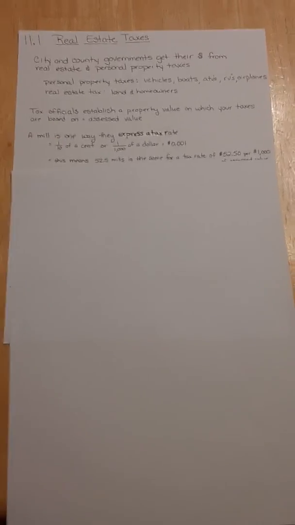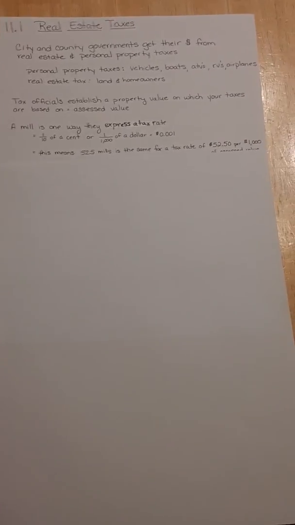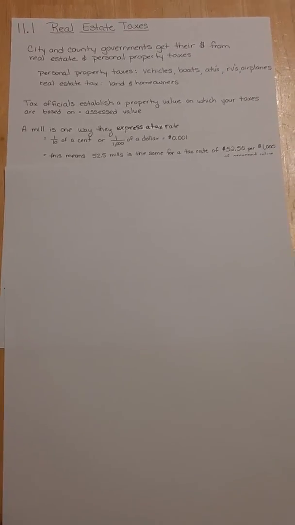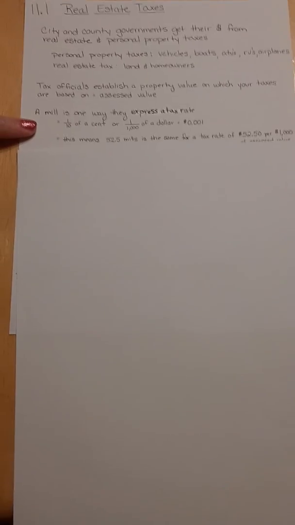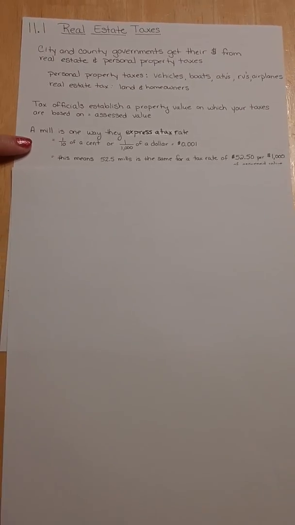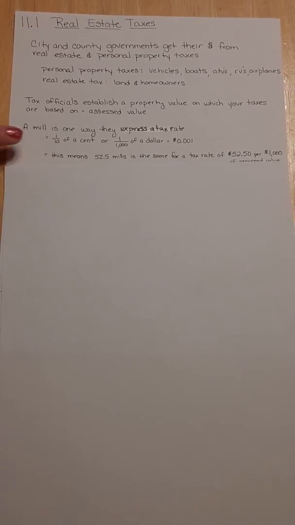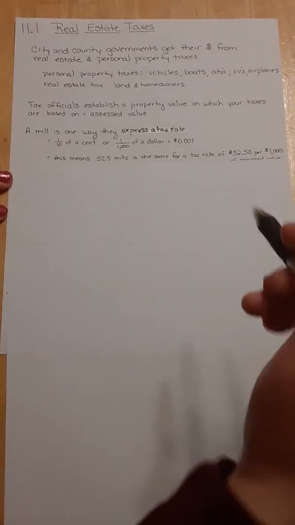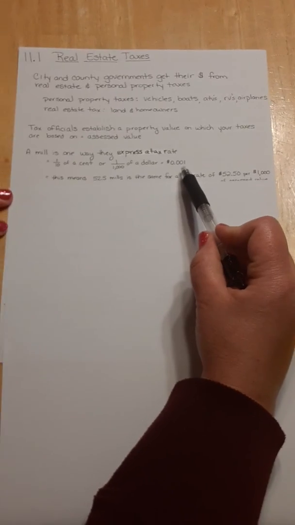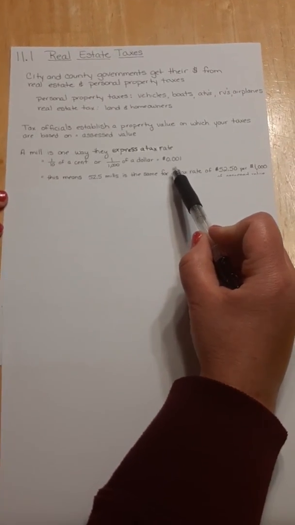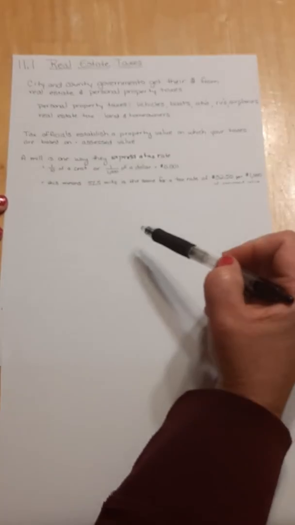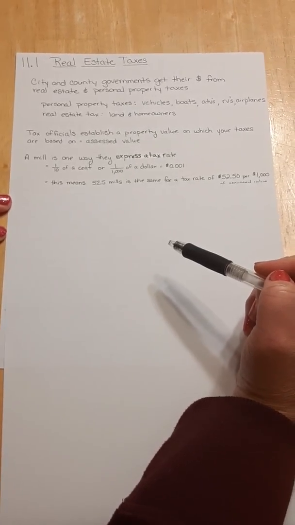Okay, a mill is one way that they express this tax rate. Sometimes they'll talk about 1/10 of a cent is what a mill is. That's really hard for us to envision, so they tend to change it and talk about it as 1/1000th of a dollar. And this is how we would write it in dollar form. So a mill is for every 1/1000th of a dollar.